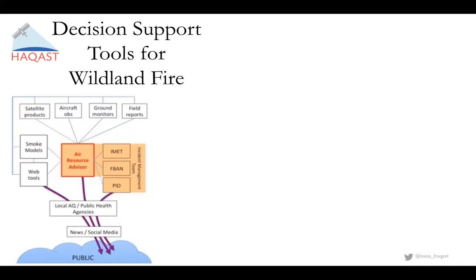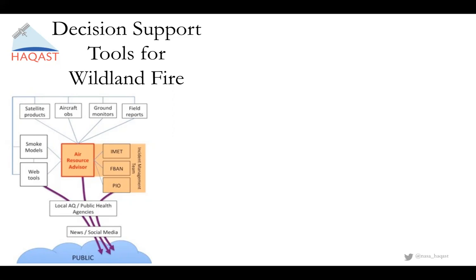Specifically, a stakeholder that we help support are people doing smoke forecasting that are deployed with incident management teams, the teams fighting large wildfires. These smoke forecasters are air resource advisors, and they're deployed with the team. They work closely with the incident meteorologist, the fire behavior analyst, and the public information officer. To do a smoke forecast requires lots of different information. You have ground observational data, you have your smoke models, but you also have satellite data, and you're pulling all these different sets of data together to help put a forecast together.